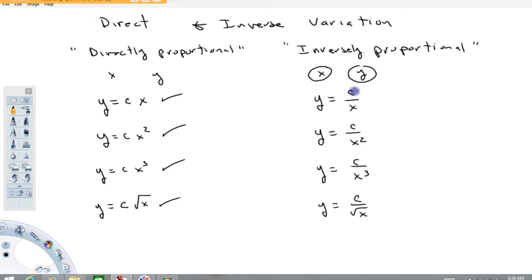I think I'll save the examples for a different video. I'm just going to leave this one alone for now. It's at about 4 minutes. It's just meant to be kind of an introduction to the idea of directly and inversely proportional relationships.